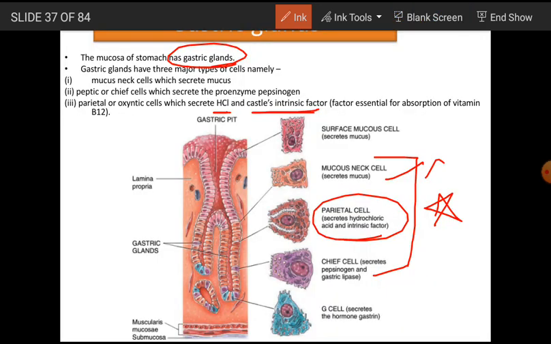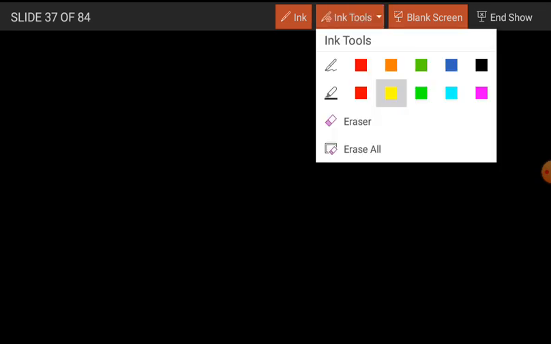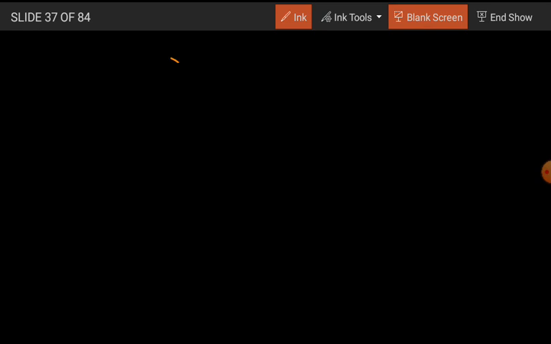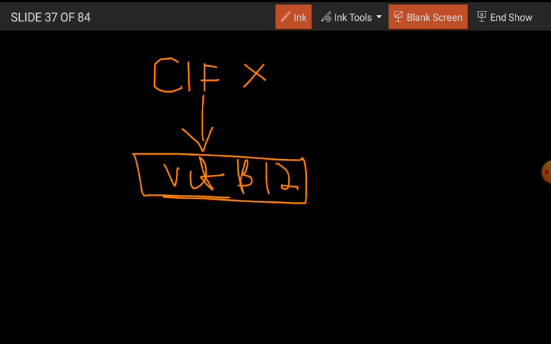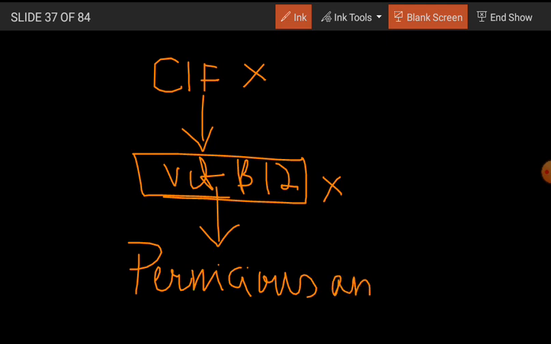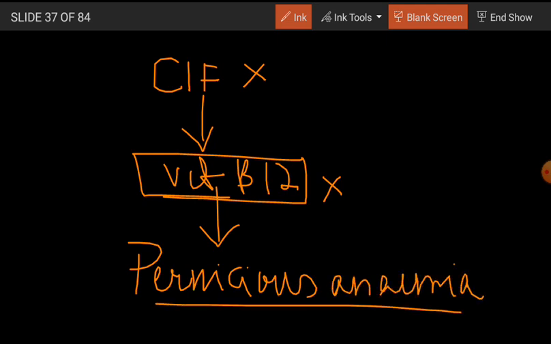And I have also said one more term here, that is the intrinsic factor. Intrinsic factor is responsible for the absorption of vitamin B12. So if Castle's intrinsic factor is absent, what happens? Vitamin B12, which is also known as cyanocobalamin because it consists of cobalt, will not be absorbed in our body. A very, very important question can come from here. It results in a disease known as pernicious anemia. So we have studied two different types of anemia which occur due to problems with the parietal cell: iron deficiency anemia and pernicious anemia. Parietal cells also have an indirect role in erythropoiesis. These were NEET questions. So this is a very, very important section.